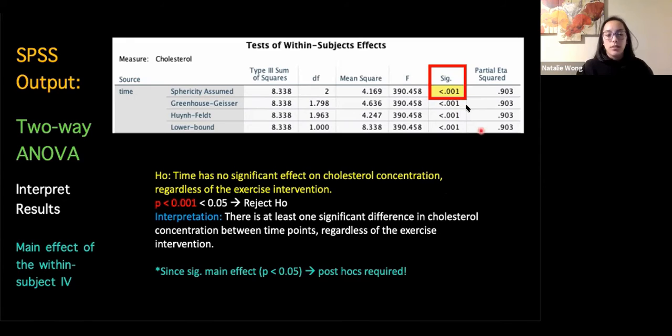Since p is less than 0.05, we reject this null hypothesis, and we would say there's at least one significant difference in cholesterol concentration between our different time points, regardless of the exercise intervention someone participated in. Because we have a significant main effect, as a side note, we need to check post hocs for this in our pairwise comparison section of our output.